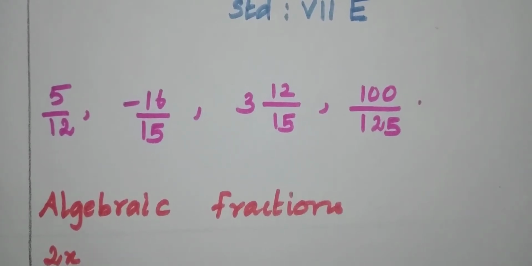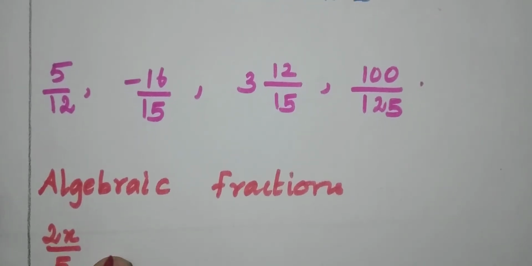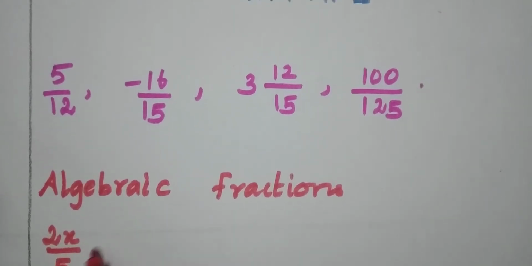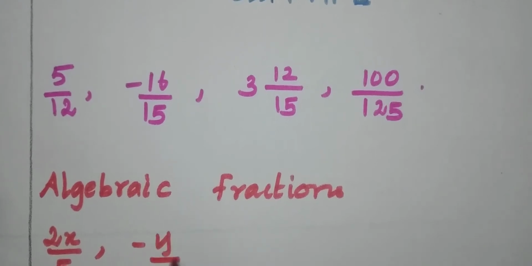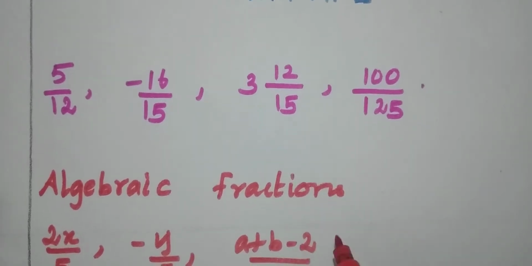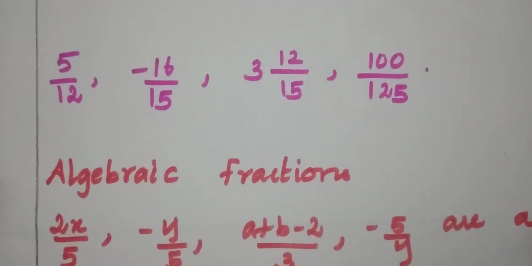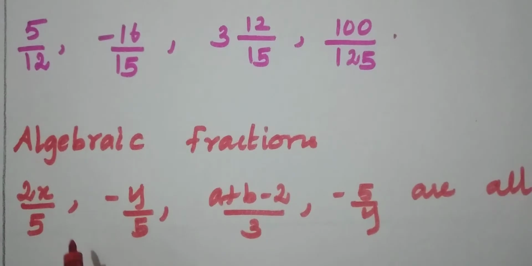2x by 5. This is an algebraic fraction with variables in the numerator. Minus y by 5, a plus b minus 2 by 3, minus 5 by y are all algebraic fractions.